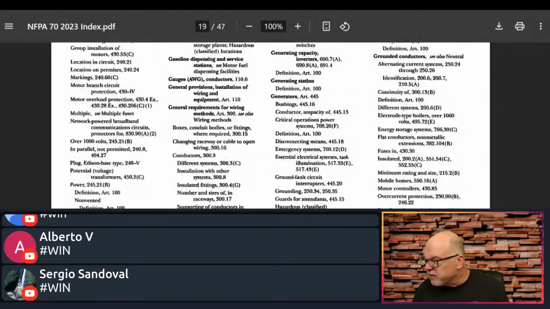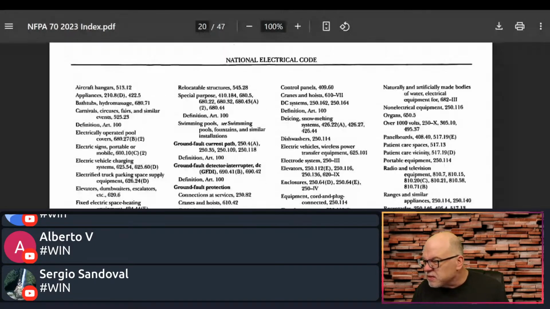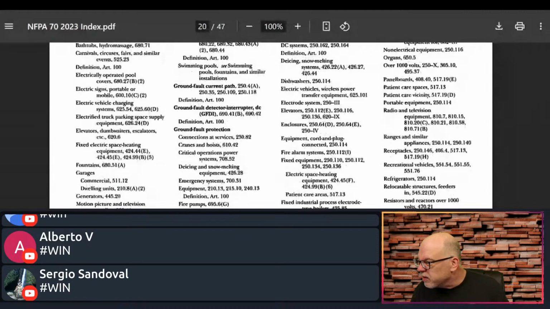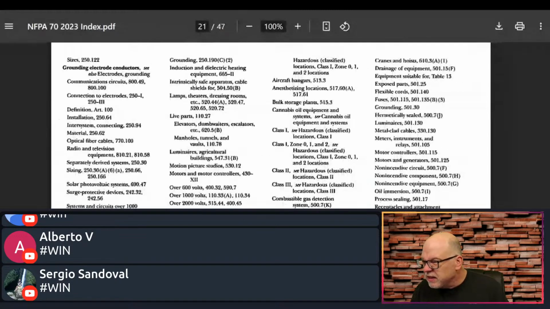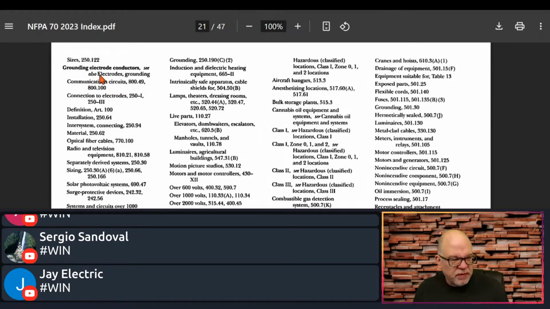It's harder for me to see because I am half blind, folks, these days. So bear with me. If I'm slow finding it, you'll probably find it a lot quicker in your code book. Okay, so here's grounding electrode conductors. It also says see also electrodes. But anyway, I'm going to start here. So we're at grounding electrode conductor. I want to go down. I want to see if it's talking about something about separately derived system. And boom, it didn't take me long right here.